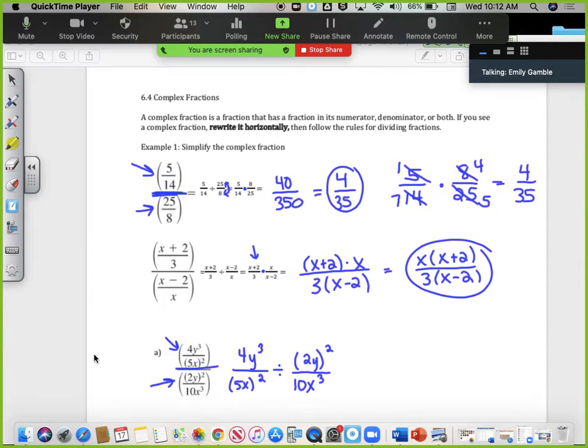I don't suggest trying to do too many steps at once. I suggest first writing them out like this and then doing the whole process with keep, change, flip, just so that you don't get yourself confused. Keep, change, flip means keep the first fraction the same, change the division to multiplication, and flip the second fraction upside down.